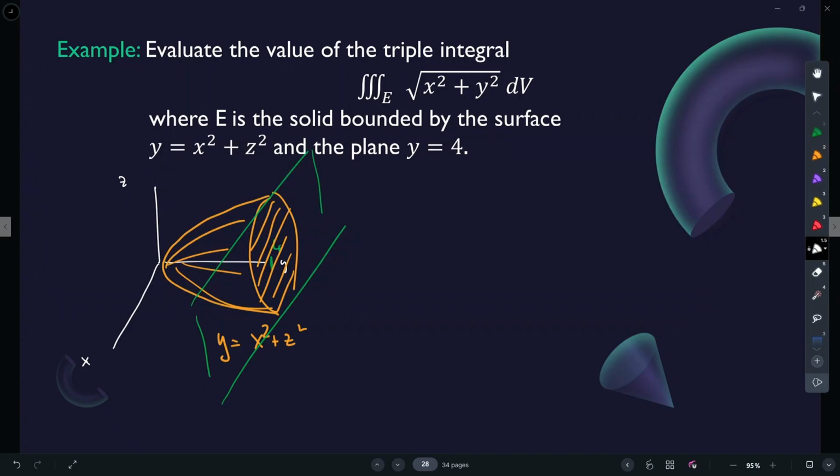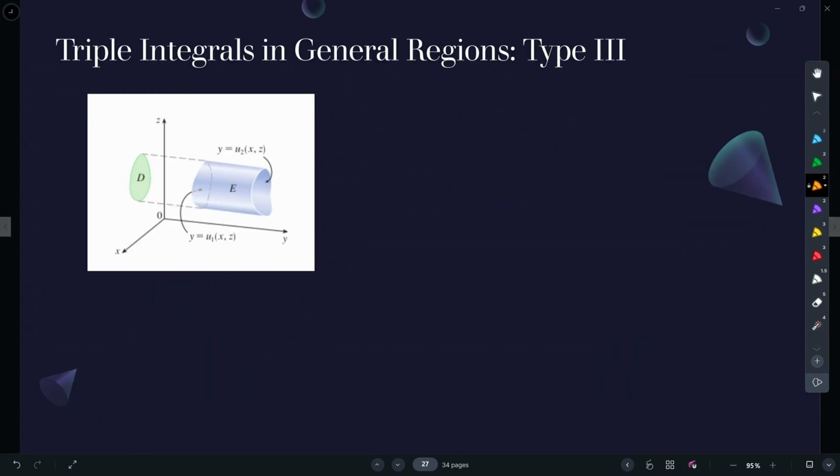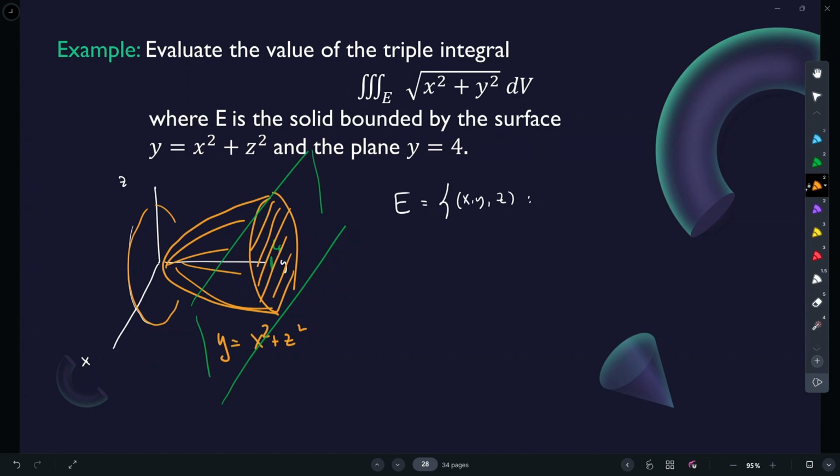So I'm going to describe the region then. I have to describe the region, first of all, by describing what is happening in the xz plane. The projection on the xz plane is a circle. So I can first describe what's happening here, and then the y coordinate is going to go in that region.